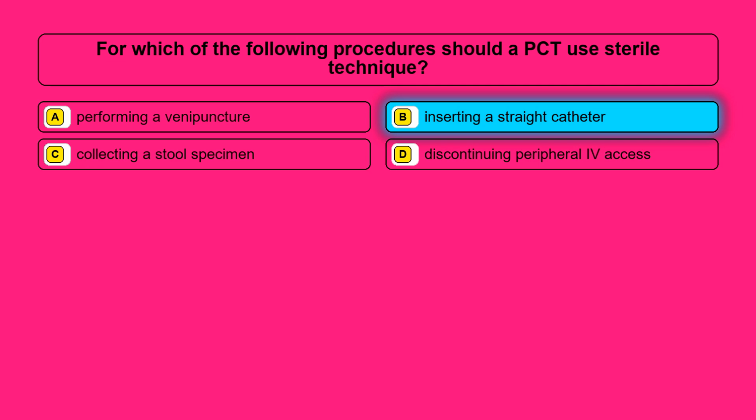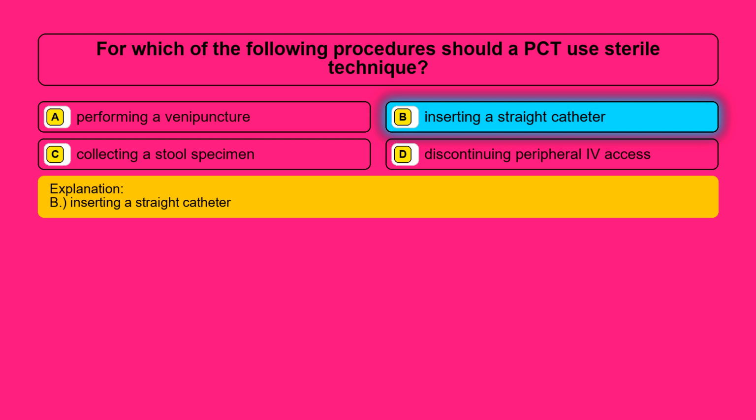The correct answer is option B. Inserting a straight catheter. B. Inserting a straight catheter.